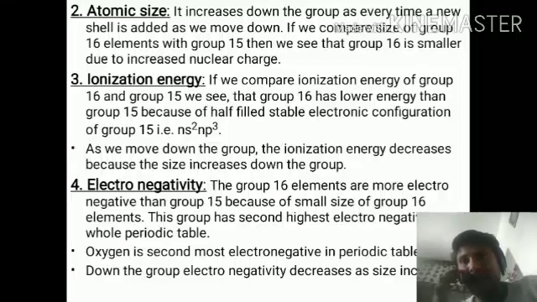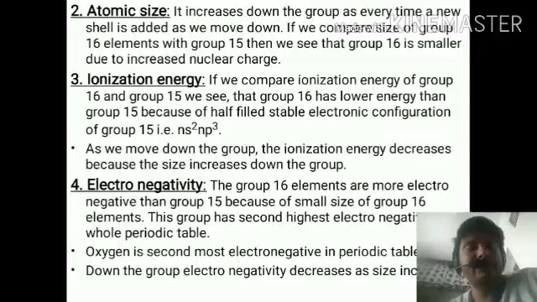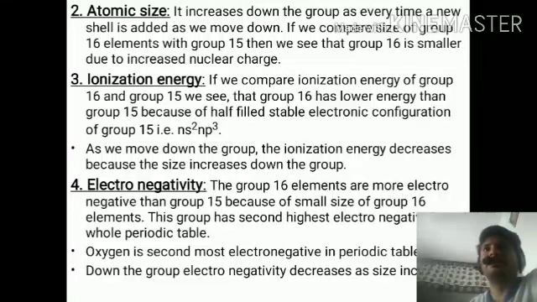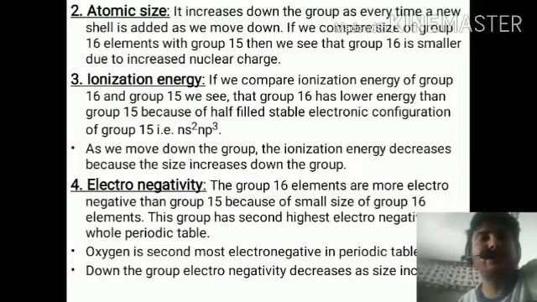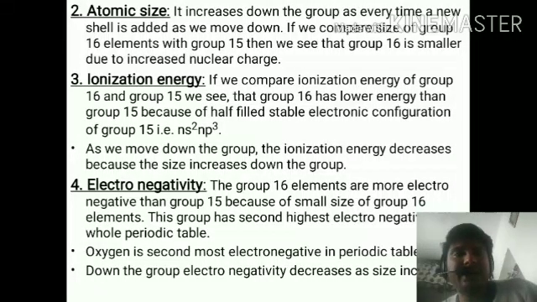Oxygen has the highest electronegativity in its group, but electronegativity also depends on the half-filled orbital. Group 15 elements have a half-filled configuration, ns2 np3, whereas group 16 elements have the configuration ns2 np4. That's why we can say that group 16 elements have high electronegativity.